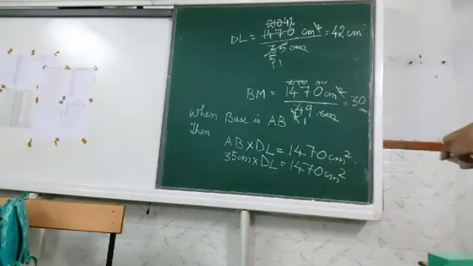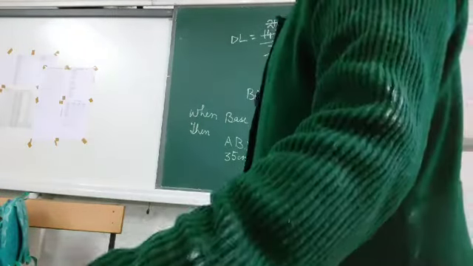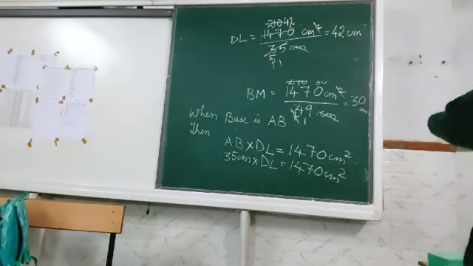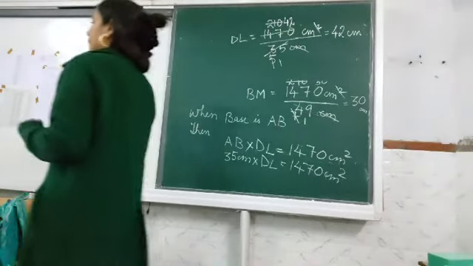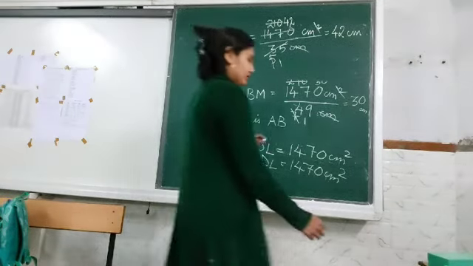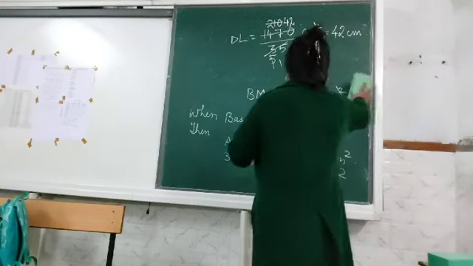This completes question number, which one, children? 6, no? Now we will start 7. Let's start 7.